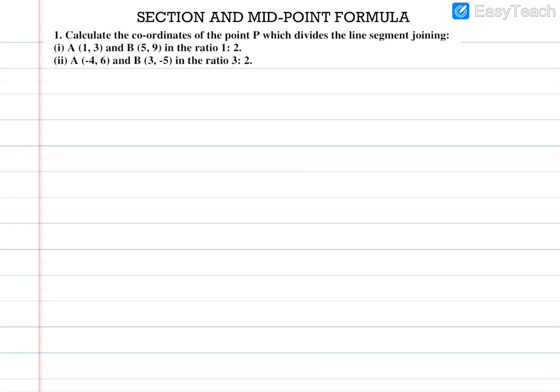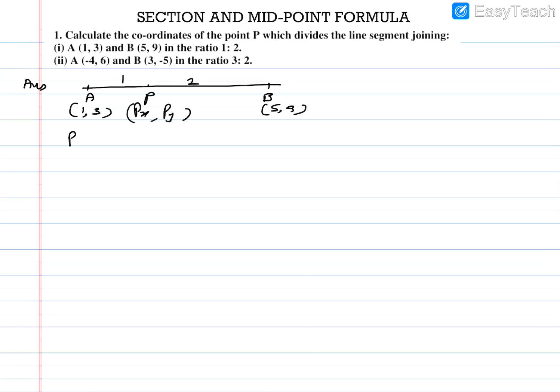Calculate the coordinates of the point P which divides the line segment joining A. Suppose this is line segment, A given as 1, 3 and B given as 5, 9. They are asking the coordinate of P which divides this in the ratio 1:2. It means we have to find Px and Py. Formula for Px will be equals to mx2 plus nx1 upon m plus n, and for y it is my2 plus ny1 upon m plus n.